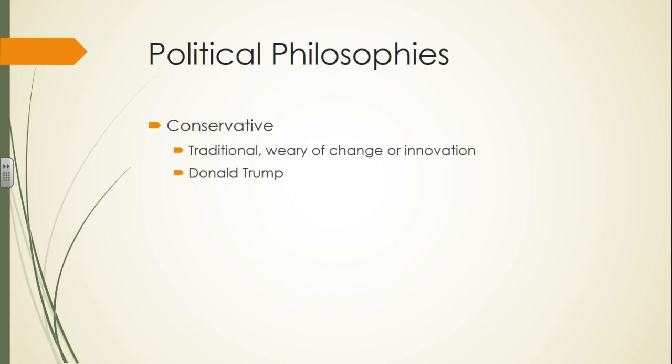The first one we're going to talk about is conservative. The definition of a conservative is someone who is traditional. They are wary of change or innovation. They kind of just want to keep things the way things have always been. An example of this would be Donald Trump over in the United States. He's very traditional in some sense when it comes to a lot of his positions. We're going to do it this way because we've always done it this way. We're not going to change anything.